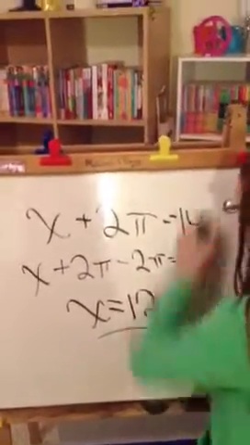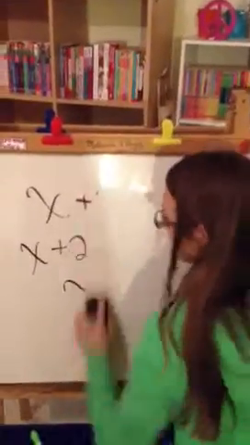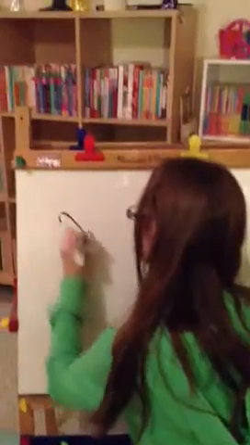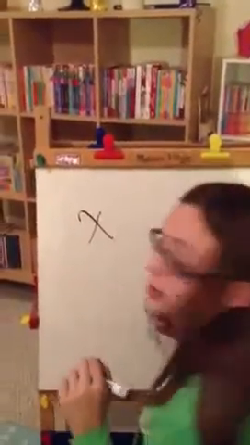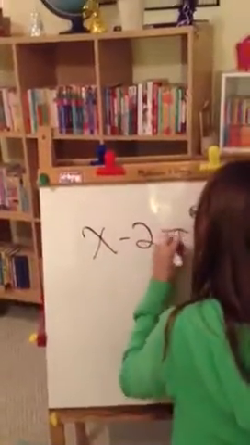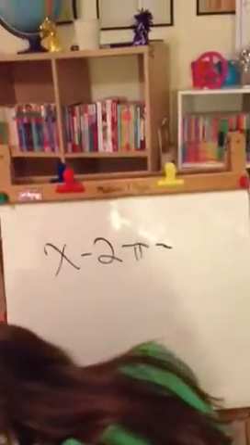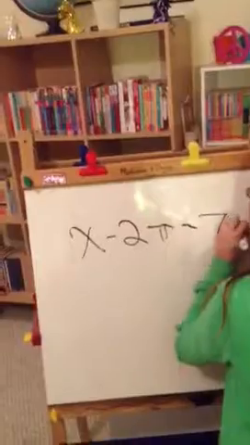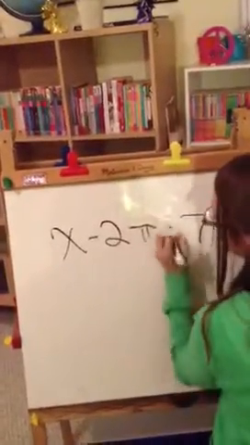Alright, last problem. I know you're probably sick of hearing my voice, but last one. X minus 2 pi equals 7 pi. I'm just doing another one to make sure you get the concepts here.